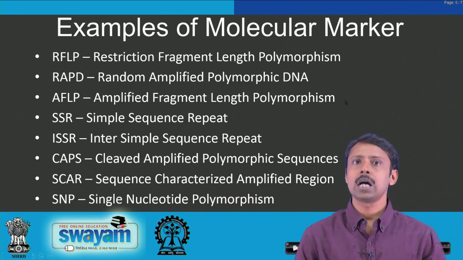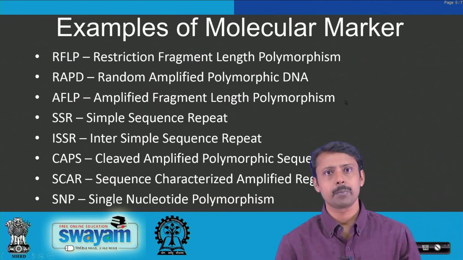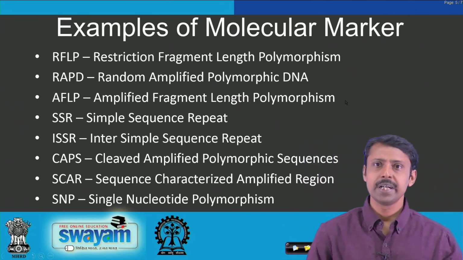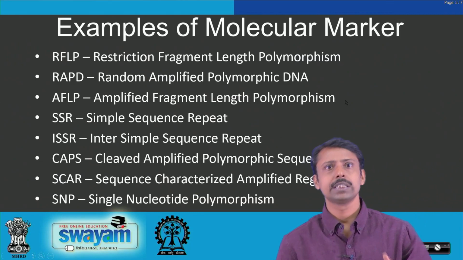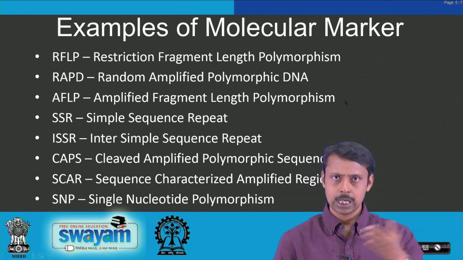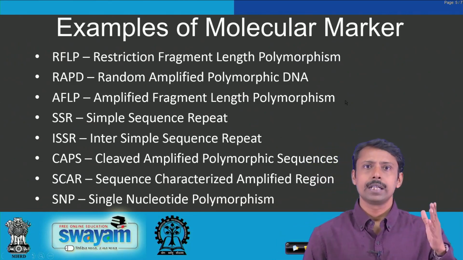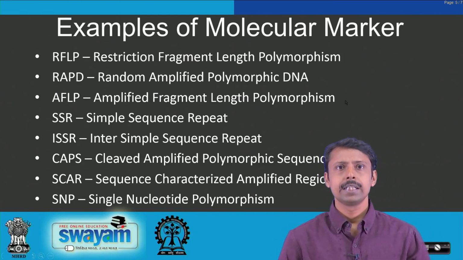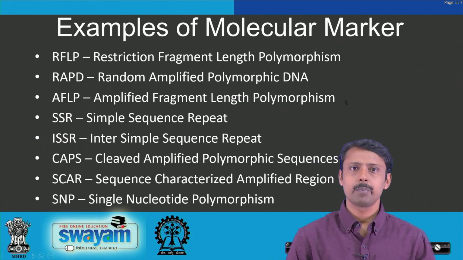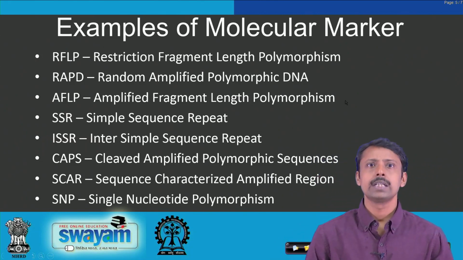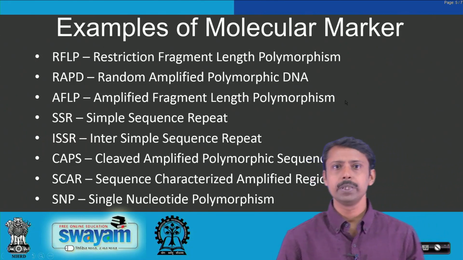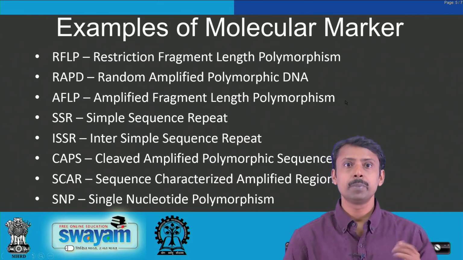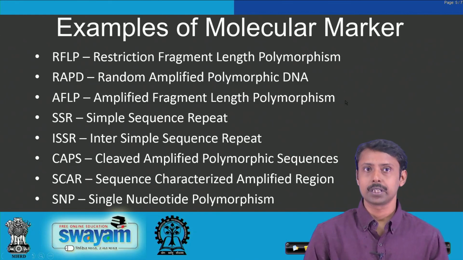The first one is RFLP, restriction fragment length polymorphism. It is a restriction digestion and hybridization based molecular marker, which I will discuss later on. Then RAPD, random amplified polymorphic DNA. Then AFLP, amplified fragment length polymorphism. Then SSR, simple sequence repeats. It is a very popular molecular marker and it is a PCR based marker.